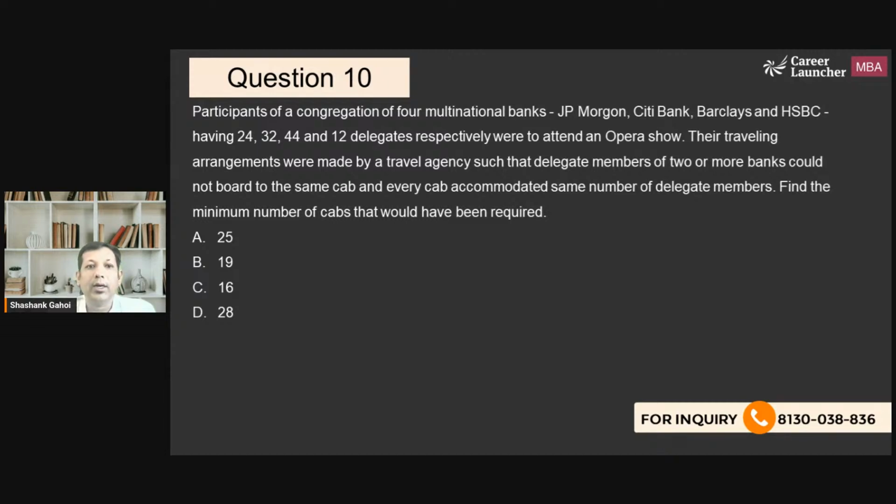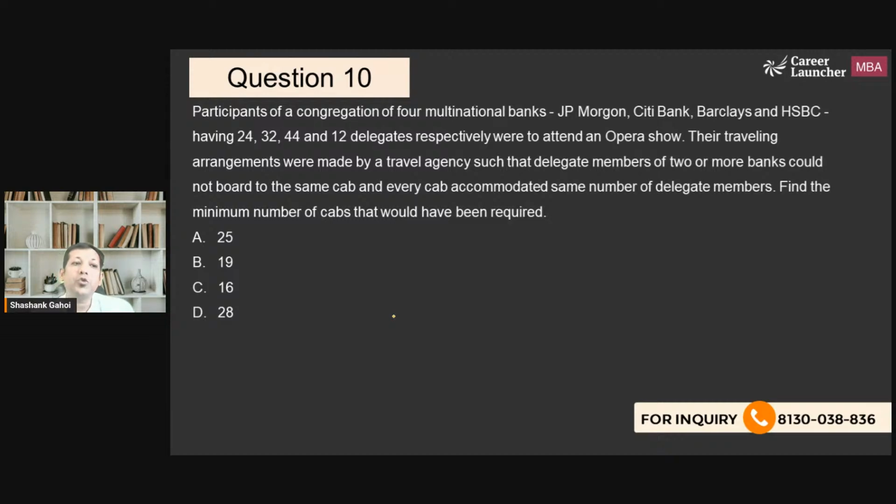Okay. So every cab contains people from the same bank. This is what the question is talking about. And each cab accommodates the same number of delegate members. So find the minimum number of cabs. Okay. So how are we going to think of this question? I need to understand what exactly the question is talking about. The question is saying that each cab has the same number of people, and people from 2 banks cannot be in the same cab, and I need to minimize the cabs.